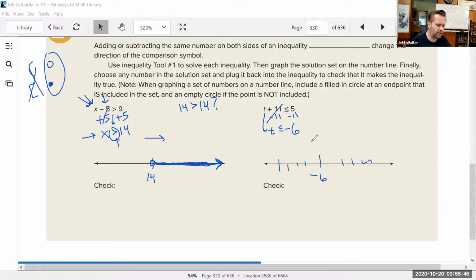Which way am I going to shade? To the left. I like it because it's less than, and it points that way. So I'm going to shade this way. And what about the circle on -6? Am I going to shade it too? Yes, because it's allowed to equal -6.